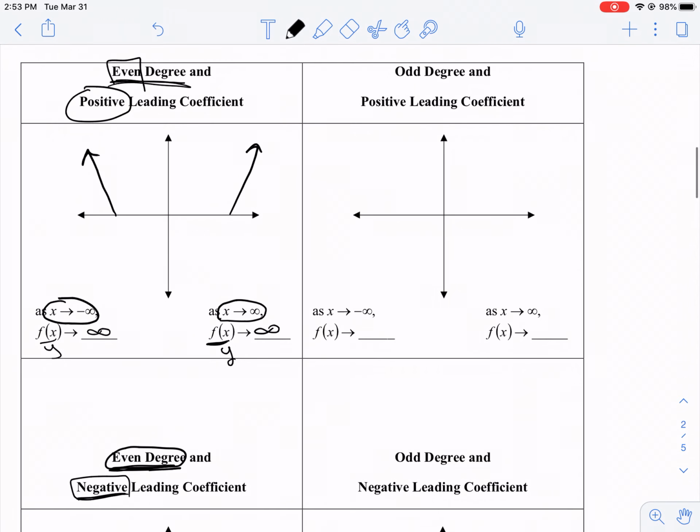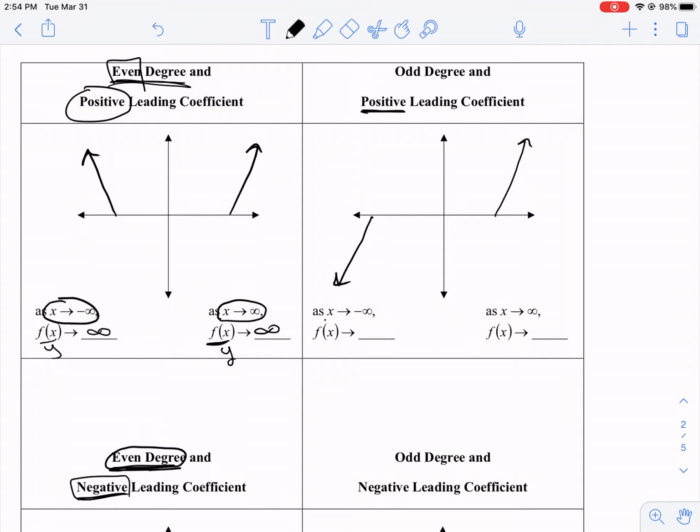So let's go over to the odds. If you have an odd degree and a positive leading coefficient, your tails are going to go in opposite directions. So if the leading coefficient is positive, it's going to go up to the right, which are both positive directions, down to the left, which are both negative directions.